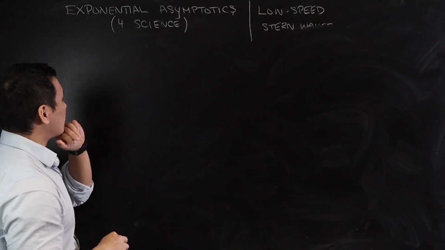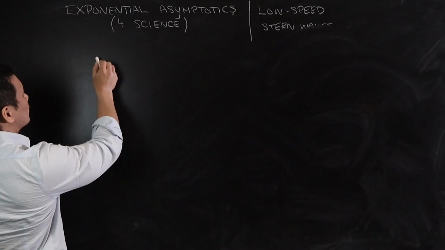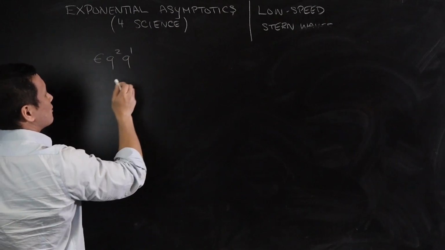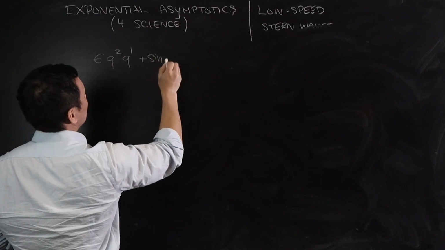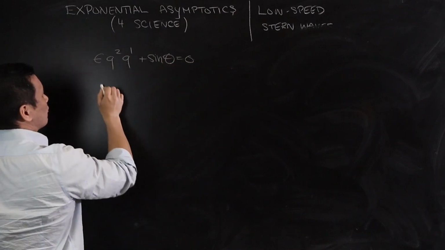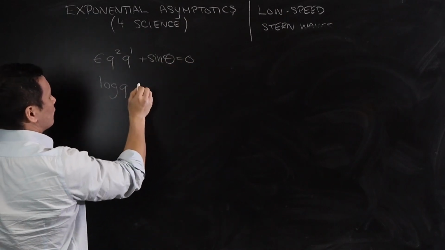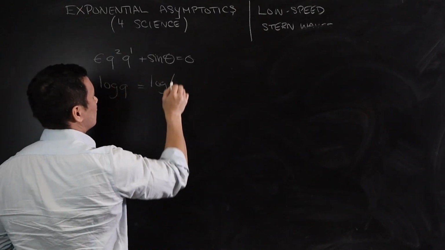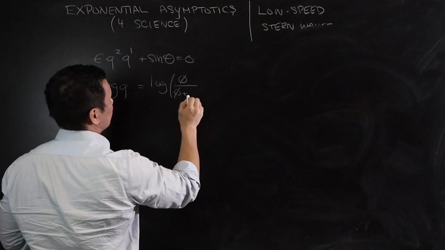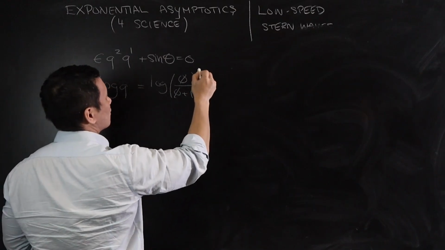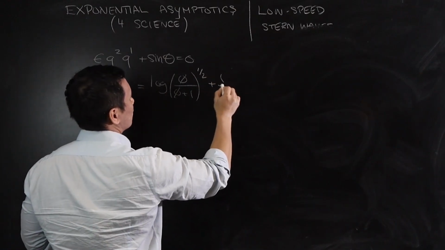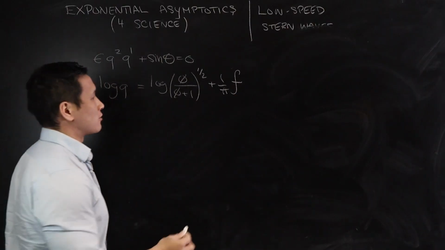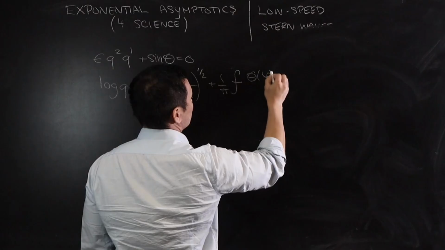Okay, so let's just write down our set of equations again. So we have epsilon q squared plus q prime plus sine of theta is equal to 0. And then we have a bit of a funny one here, log of q, that we're not exactly sure how to handle. This one's a bit more complicated. But it's basically log of phi over phi plus 1 to the 1/2 plus 1 over pi, and then this funny integral, this principal value integral, that makes the problem much more difficult.